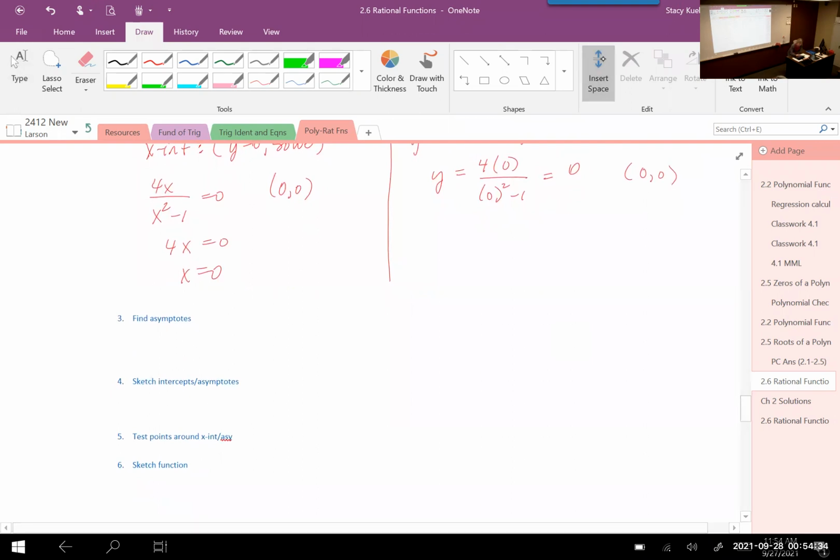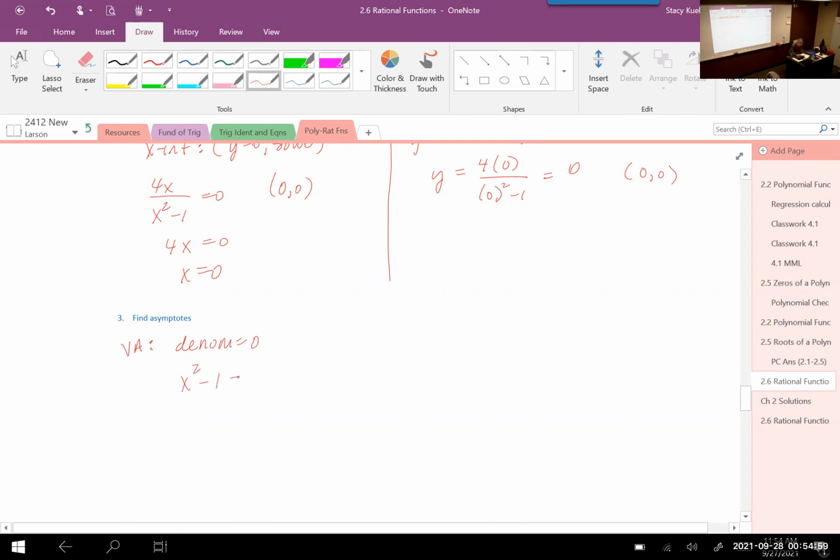Now let's look at asymptotes. At this point, when I want to find asymptotes, I'm looking for vertical asymptotes and I'm looking for horizontal or oblique asymptotes. All right, so those two things are handled separately. For my vertical asymptotes, I set my denominator equal to 0 and solve.